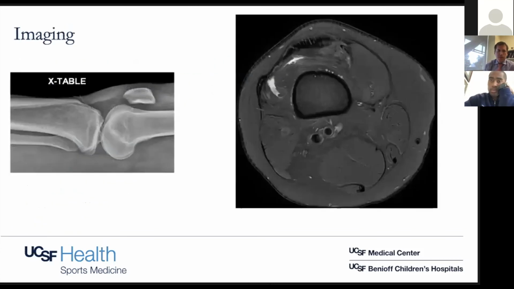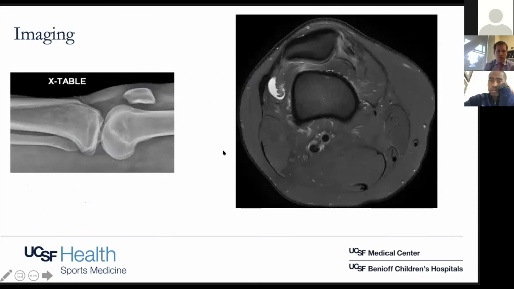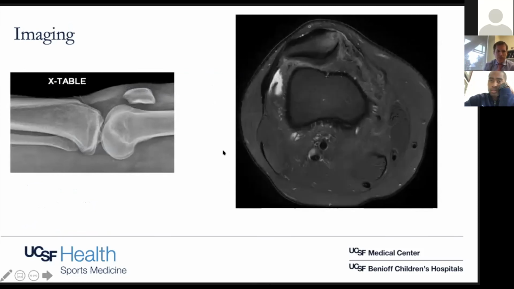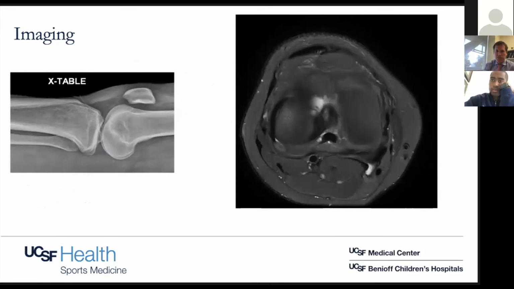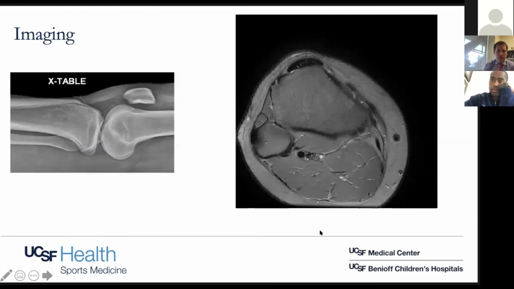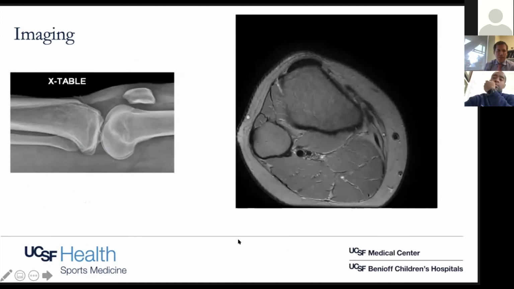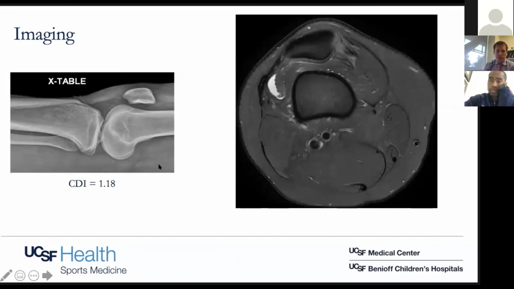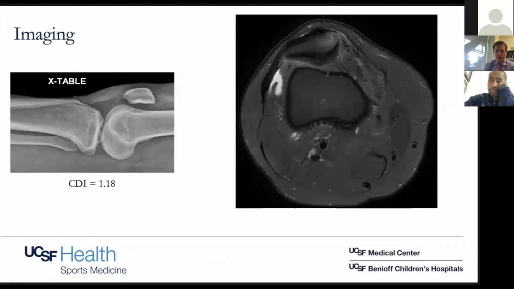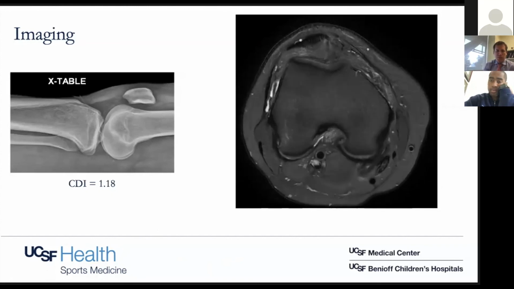All right. So lateral x-rays here. What do you guys want from our x-ray? Measure the CDI. Yeah, perfect. And then we can also look at our trochlear morphology on his x-ray. We'll see it on his MRI too. And then, so his CDI is 1.18, so approaching the upper limit of normal.